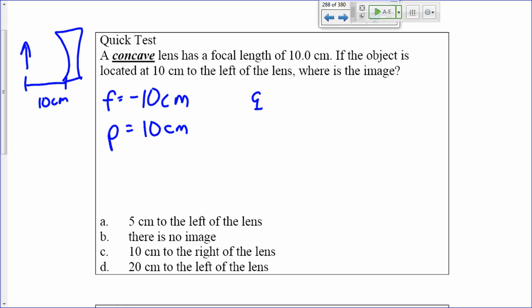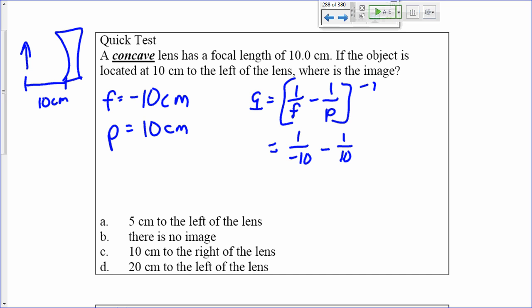And then I can find Q, 1 over F minus 1 over P. 1 over negative 10 minus 1 over 10. Is that right? Did I mark B as the right answer? Yeah. That's not right. That's to the negative 1. So that's equal to, what, negative 2 over 10? Which is negative 5 centimeters.